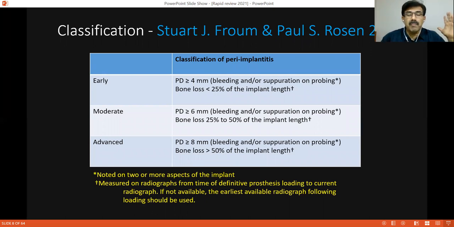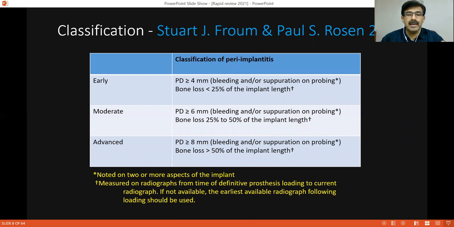So again, we have to go back to an old classification from 2012 by Stewart and Paul, which gives us early, moderate, and advanced. In the early stage, you have a pocket depth of up to four millimeters, along with bleeding or suppuration, and around 25% of the implant length is exposed, or bone loss has occurred in relation to 25% of the total length of the implant.